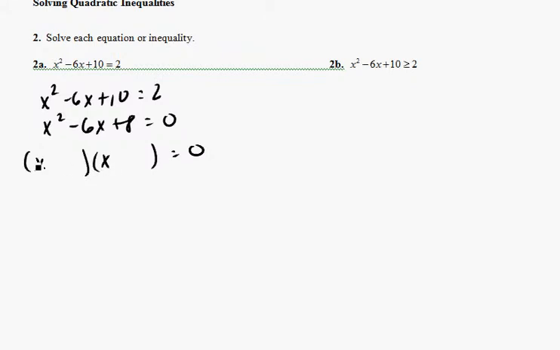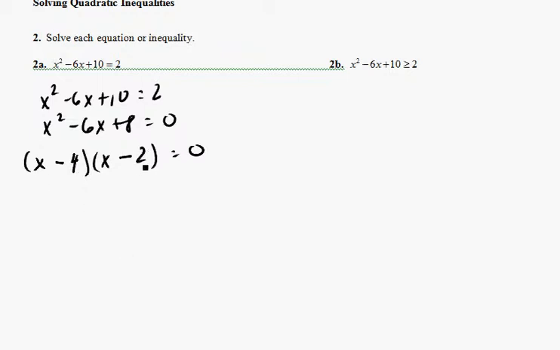Now, these two terms obviously have to be x. These two terms have to multiply to give us 8. We should also notice that since this 6 is negative and this 8 is positive, these two signs must be negative, because a negative times a negative will give us a positive, but the outside and inside terms will combine to give you a negative. So I'm going to try 4 and 2.